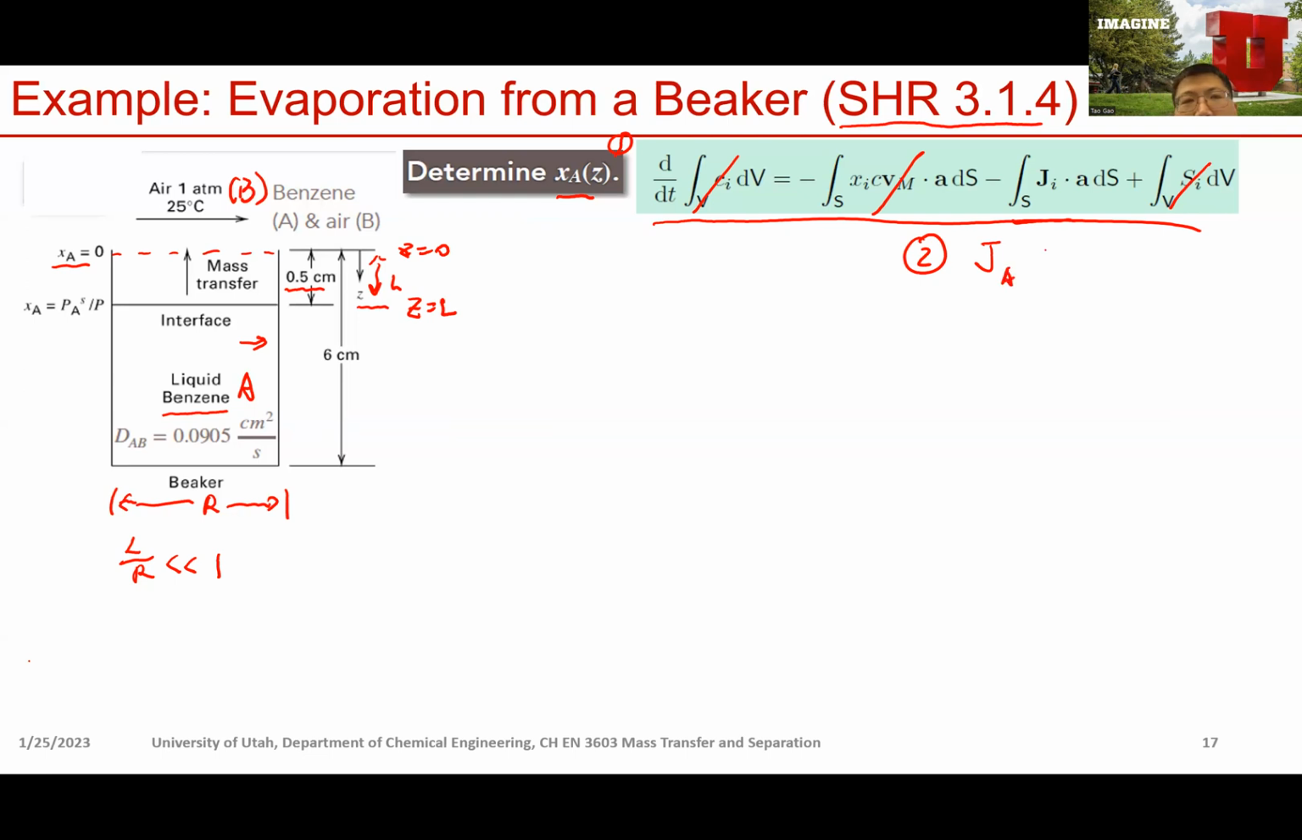JA at L is going to be equal to JA at 0, and JB at L is going to be equal to JB at 0 at steady state. Whatever evaporates from the liquid benzene, the flux will be the same throughout this mouth.